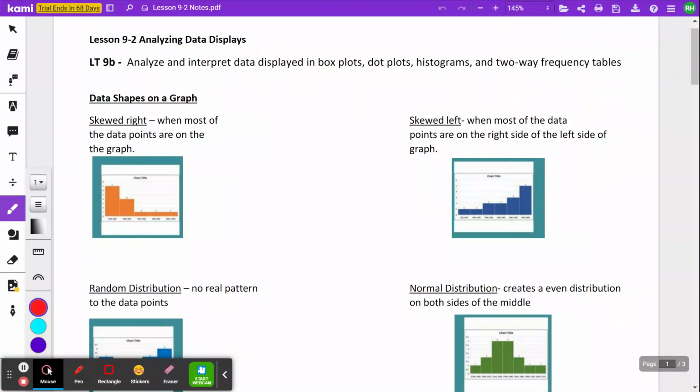All right, so we're back, and now we're going to do 9-2. The learning target you're going to see here at the top is analyzing and interpreting data displayed in box plots, dot plots, histograms, and two-way frequency tables. So we're going to go through and do an example of each of these so that you can see what they look like. Remind yourself, again, they're probably things you've done when you were younger. And then you are going to take some time to answer some questions about the last ones on your own.